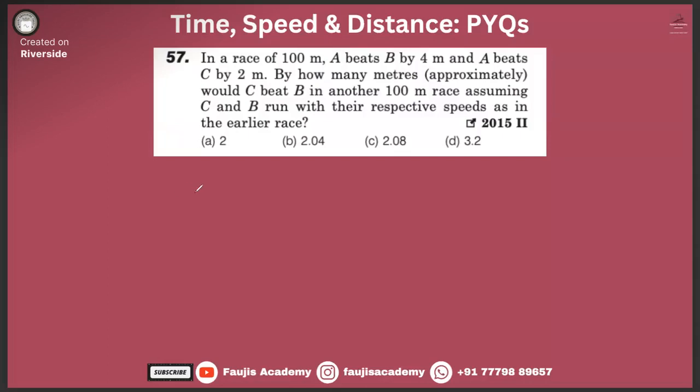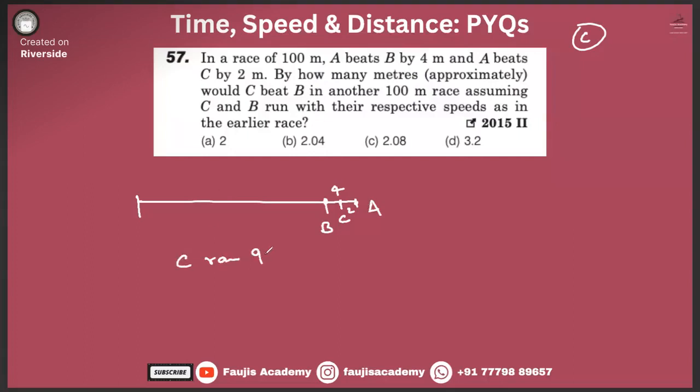Not even me. In a 100-meter race, A beats B by 4 meters. I think option C. Okay, we'll check it out. When A reaches the finish line, B will be 4 meters behind. And A beats C by 2 meters, so C will be somewhere here. By how many meters approximately would C beat B in another 100 meters, assuming C and B run at their respective speeds?